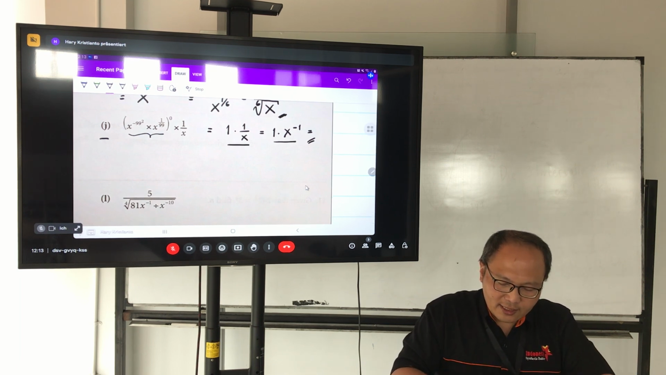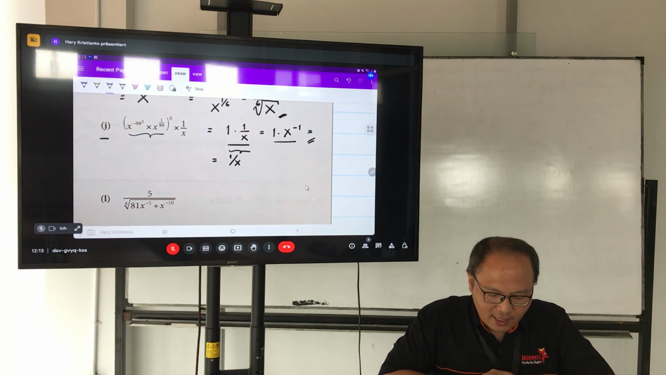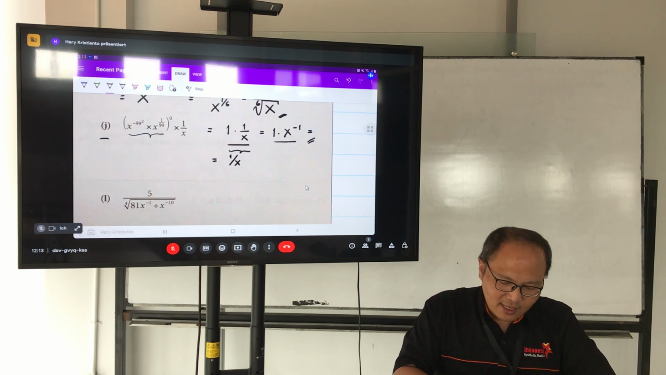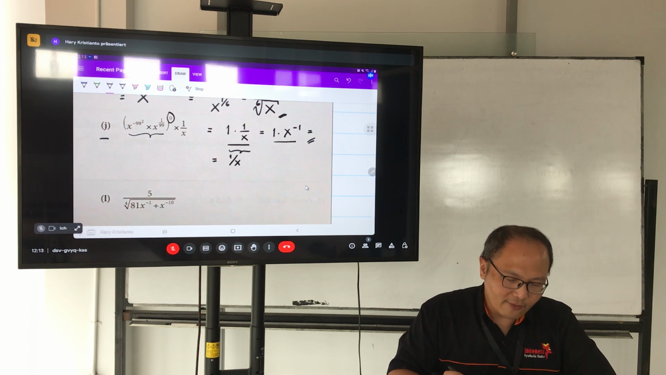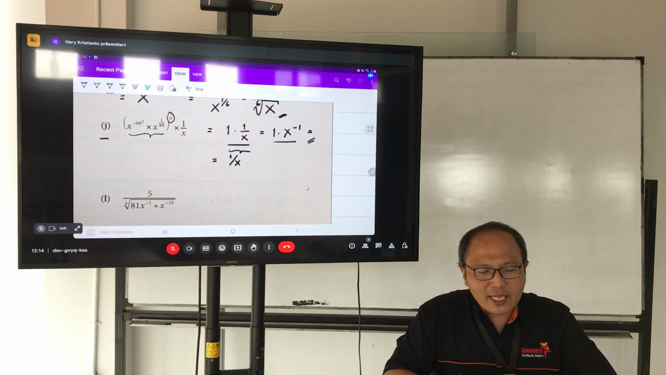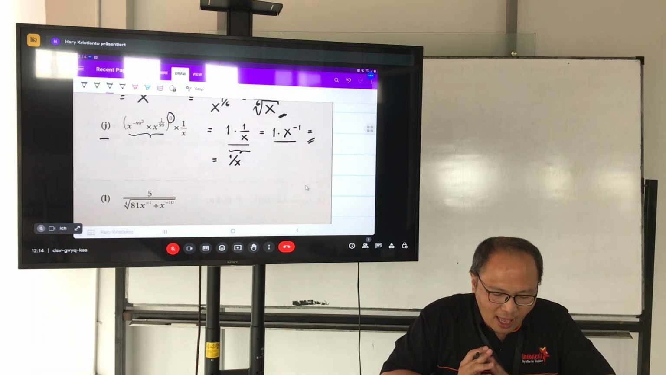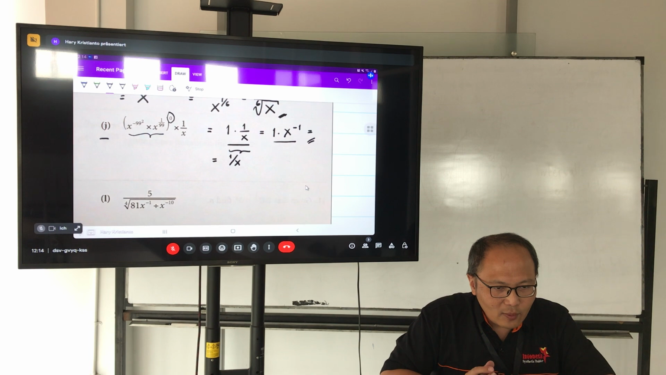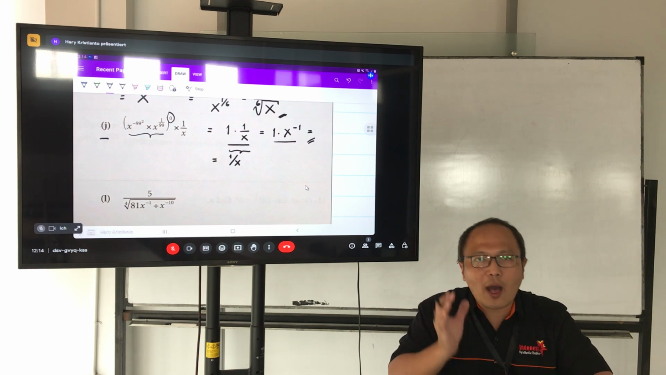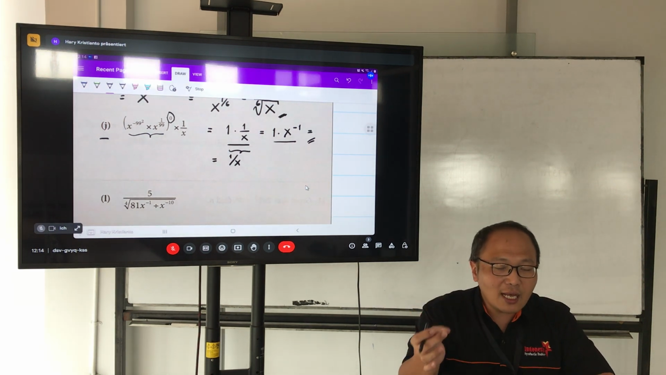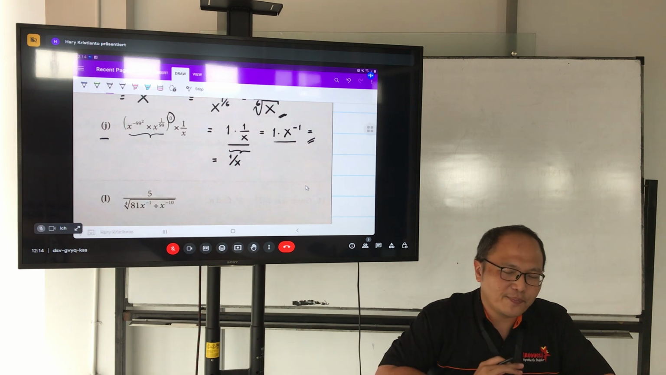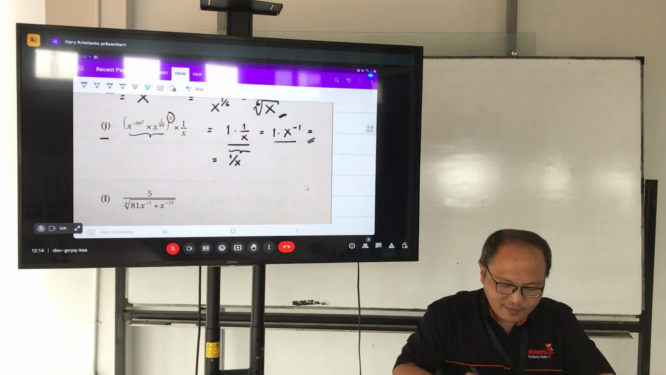Basically, it's just the same as 1 over x. Is it clear? So that's just 1 over x. Whatever you have, however complicated inside the bracket is, you don't have to bother about that. Everything inside the bracket, whenever it is raised to power 0, always becomes 1. Clear? Yes.